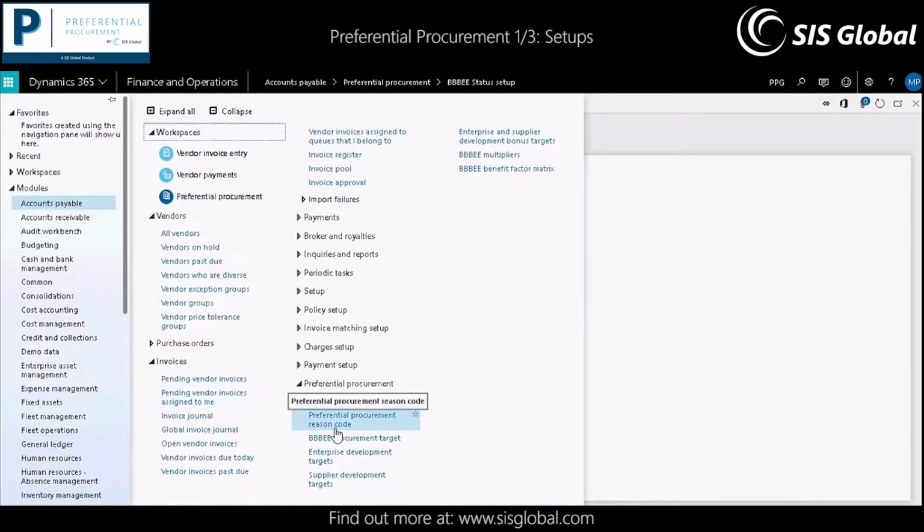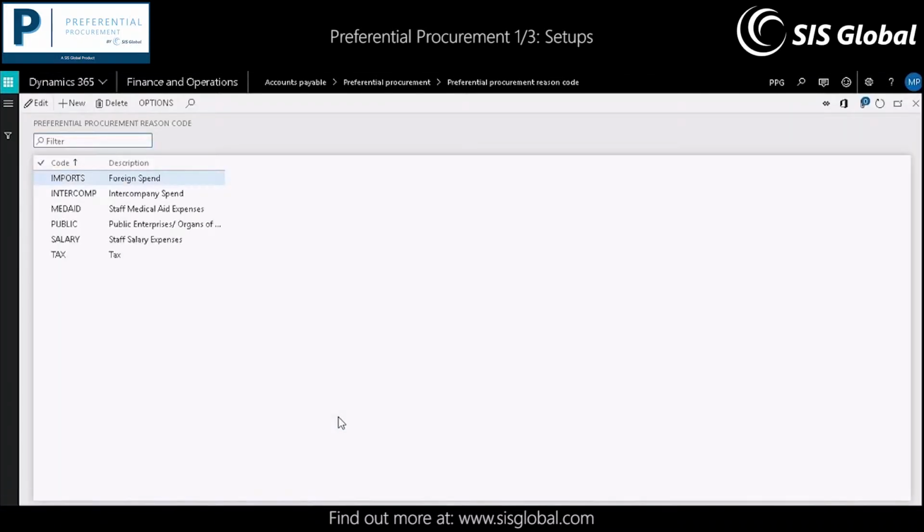Next, we have our Preferential Procurement Reason Code. These setup codes are used for procurement exclusions, and as you can see, we have imports. This is because imports or foreign spend is not taken into consideration when calculating BEE procurement spend. And the same principle applies for intercompany spend, medical aid, etc.